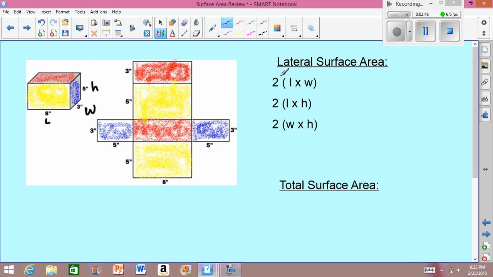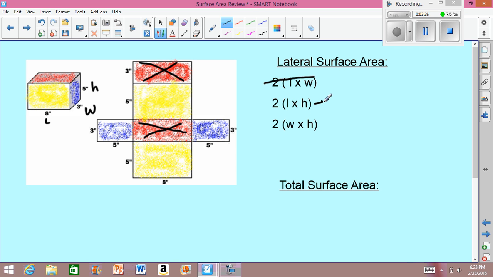That means I have two rectangles that have the measurements of length and width. I have two rectangles that have the measurement of my length and my height. And I have two rectangles that have the measurement of width and height. But remember, we have to look. I look at my red rectangle up here, and that gives me the length by the measurement of the width. So we are not going to include our 2 length times width as part of our lateral surface area. So our red rectangles are not going to count in lateral surface area. Only the rectangles in blue and yellow are going to count.